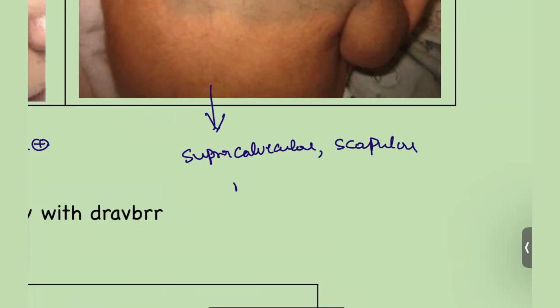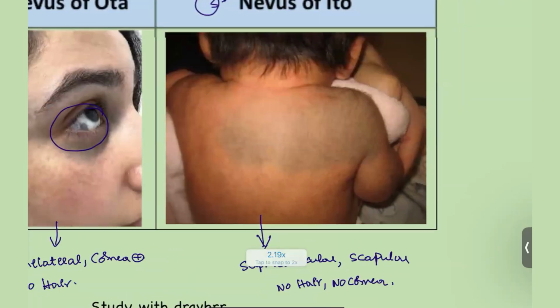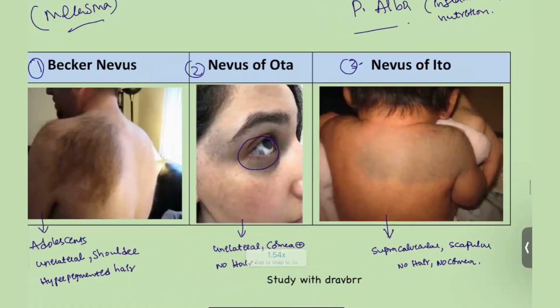Next, again, coming to the nevus of Ito. Ito follows the supraclavicular or the scapular region. Again, no hair, no cornea involved. Okay, this is the main difference between the Ota, Ito, and the Becker nevus.